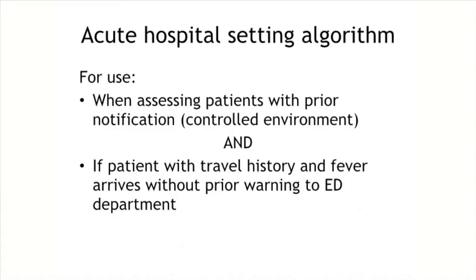And I think that would really help in controlling the situation with regard to patients presenting cold to the emergency department. So the acute hospital setting algorithm is for use either when assessing patients with prior notification, as we've spoken about, and it's also used for patients who arrive cold in the emergency department without any prior warning. So you use it in both of those circumstances.